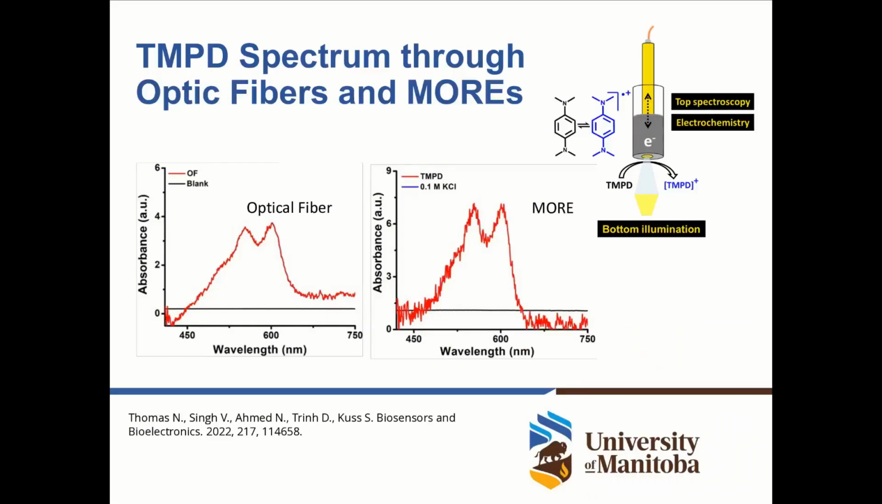And we have here the proof of concept for carrying out spectroscopy through these optical fibers. We're using here again our TMPD because it has this characteristic blue color, and you can compare the spectrum collected through the optical fiber on the left to a spectrum that was acquired through our MORE. So this is still under investigation, and we are now hoping to identify molecules that contribute to the electrochemical current signal by combining spectroscopy with electrochemistry.